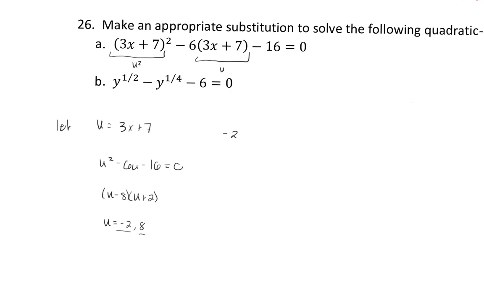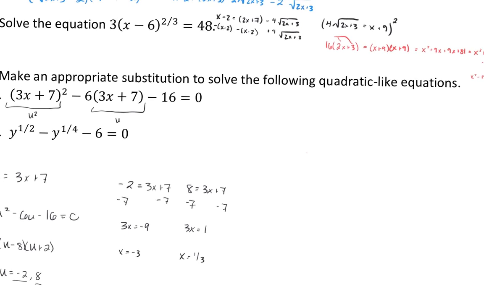So we want to set each of those equal to our 3x plus 7. 8 equals 3x plus 7. So we subtract 7 everywhere. We end up with 3x equals negative 9, and 3x equals 1. That will give us solutions of negative 3 and positive 1/3, which is going to go right here.